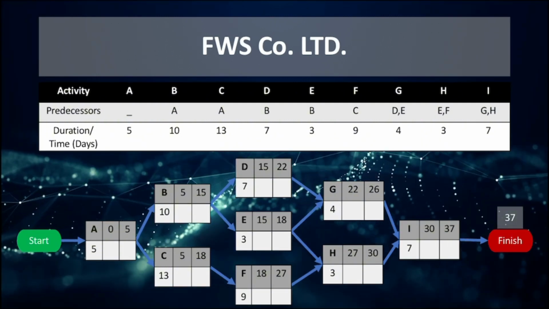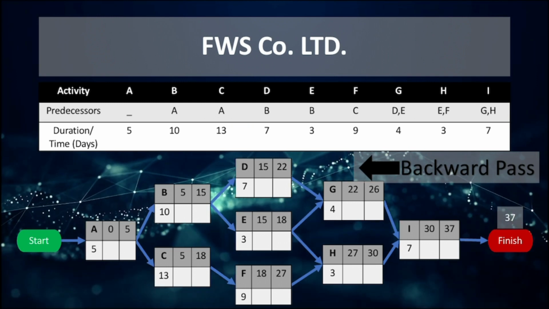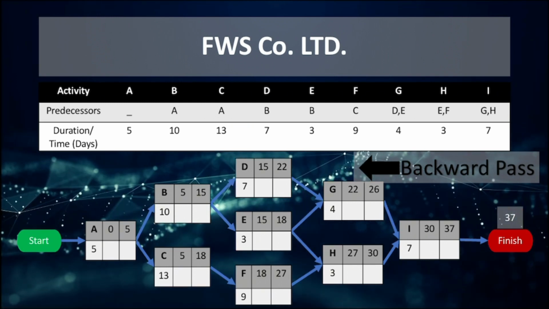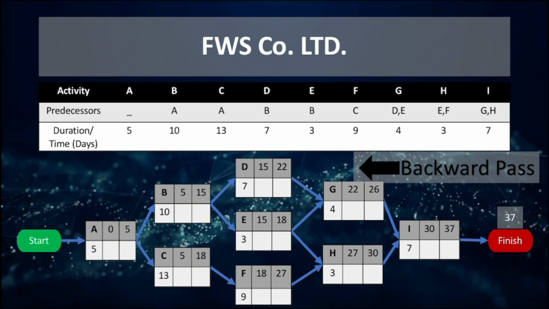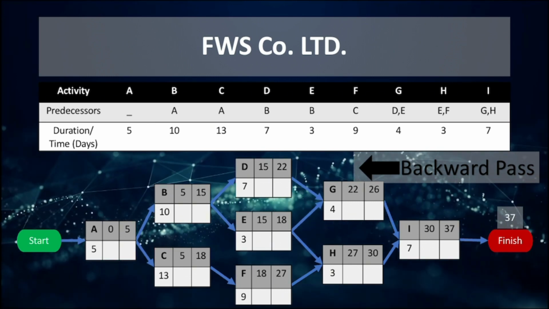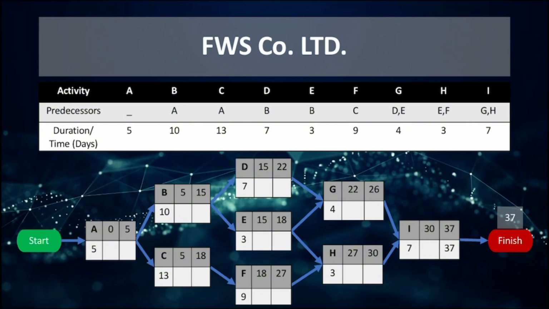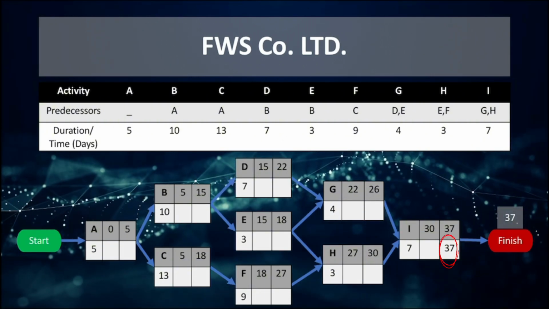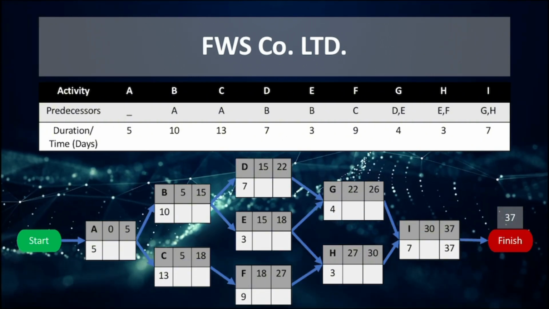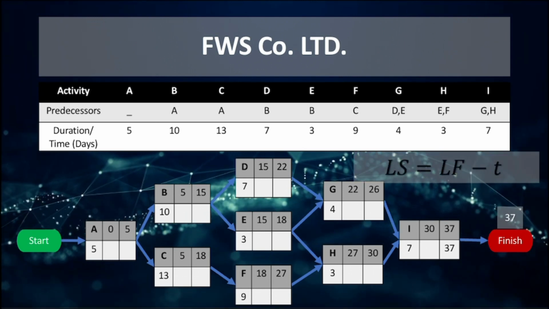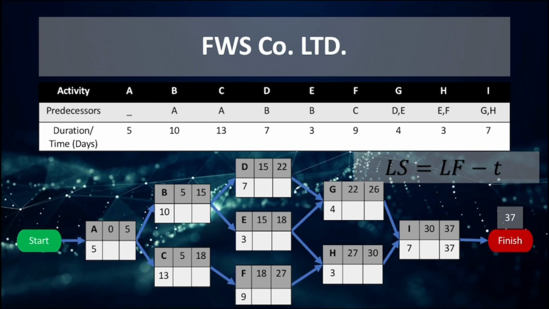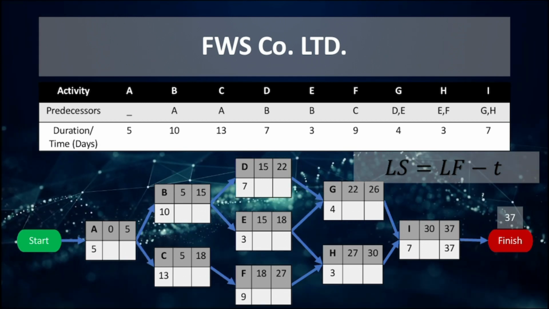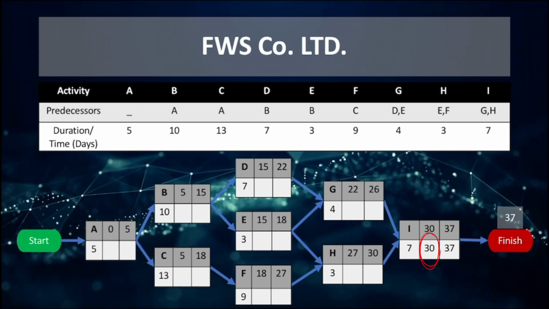Now, let's do the backward pass. Since the earliest finish time is 37 weeks, the latest finish time for I would be 37. I cannot be completed any longer than 37 weeks. The latest start time can be found by subtracting the activity time from the latest finish time. 37 subtracted by the activity time of 7 is equal to 30.